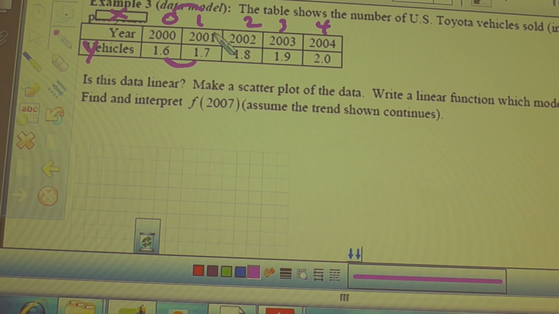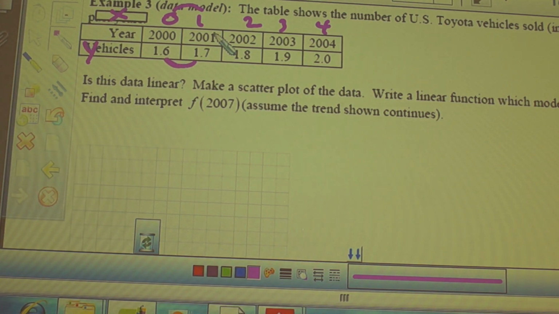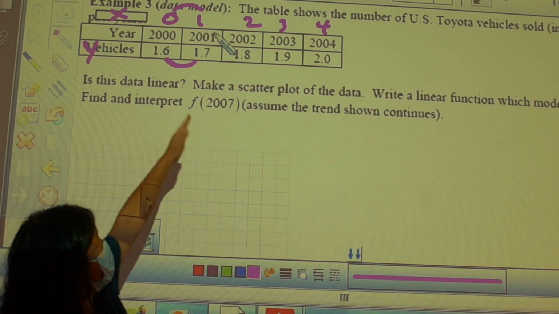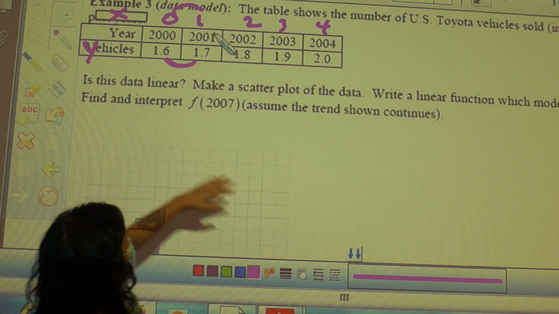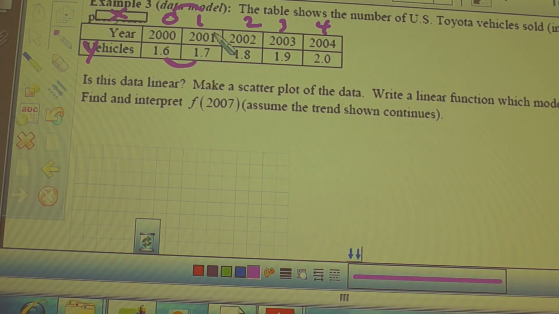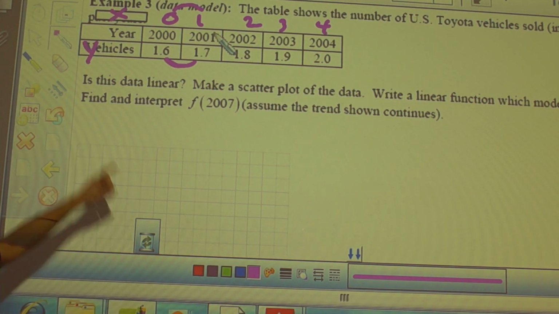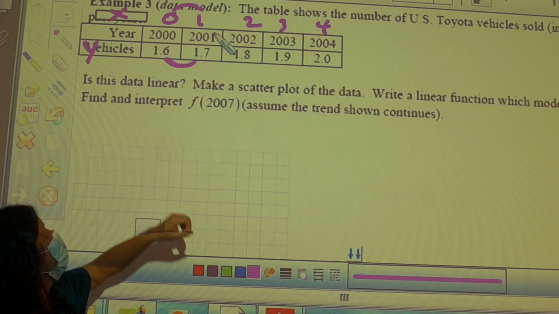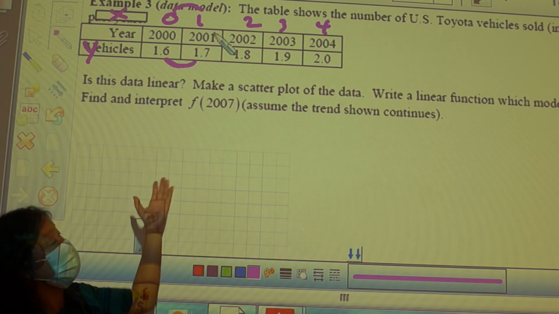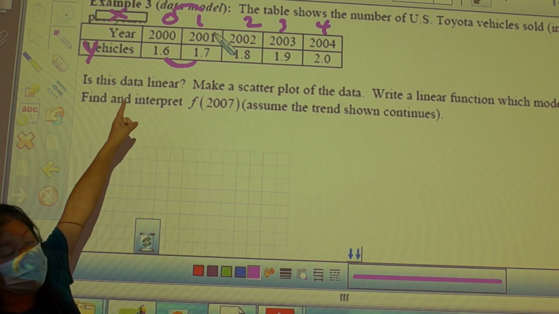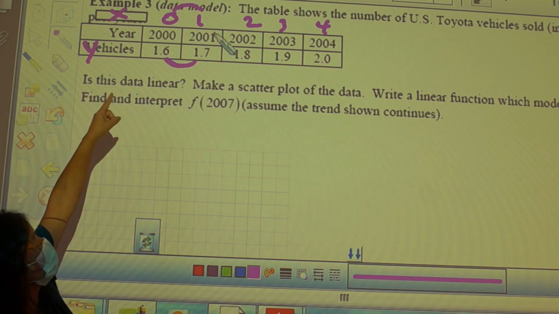Okay, so I'm going to let you guys do that one. So figure out if this is linear. In other words, does it go up the same amount each time or not? Figure out if it's linear, make a scatter plot. And then write your linear function. In other words, find your rise or your run, find your slope, find your initial amount when X is 0, and again, I would strongly recommend that you make X the years after 2000.